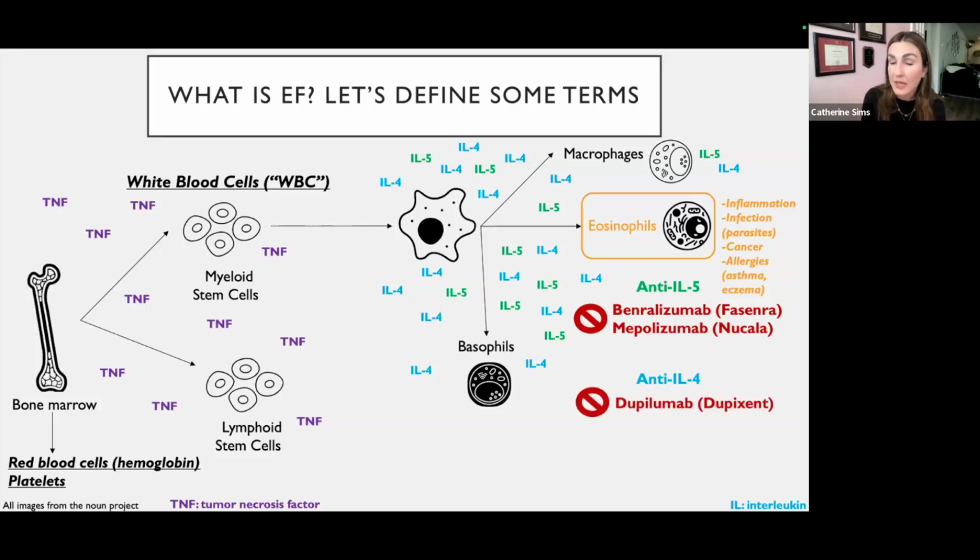You may have also heard of Dupixent. This is an interleukin 4 inhibitor. So you can see that these are very similar drugs, but they target different cell communicators. And that might be why, let's say you tried Nucala and it didn't work, so your provider said, okay, let's try Dupixent.